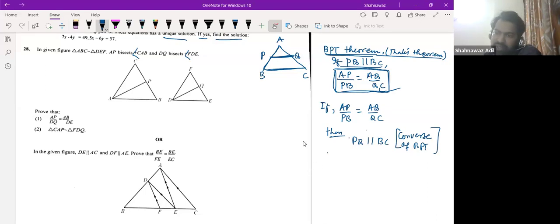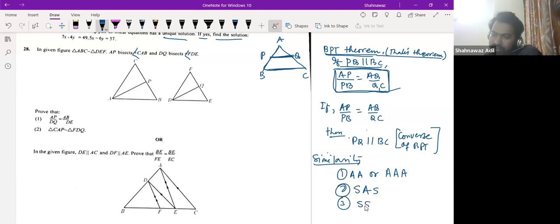Then in triangles you have studied the similarity criteria. What were those similarity criteria? One was angle angle, the other was side angle side, and the third one was side side side. These were the three similarity criteria that you studied. These are the things that we have studied in the triangles chapter, so we have to use those things.